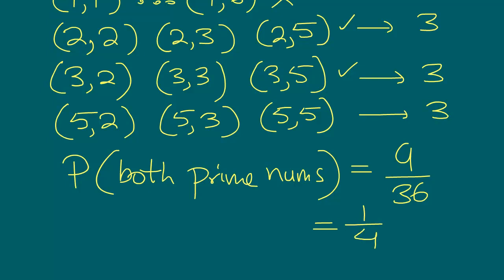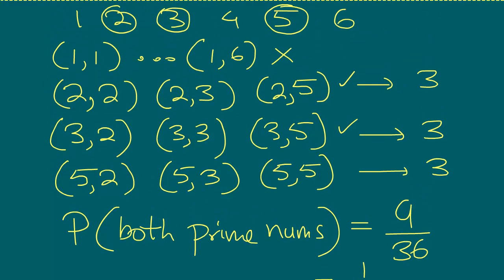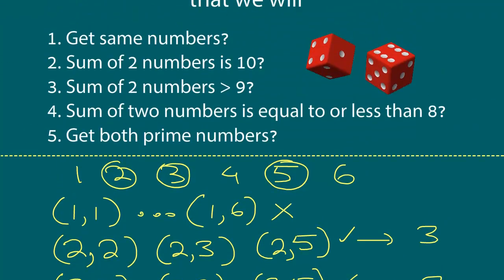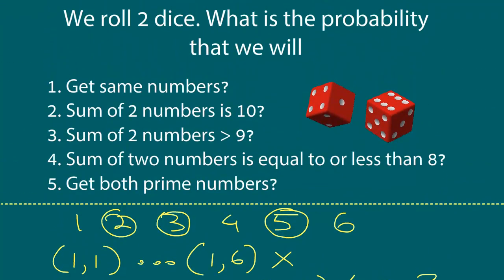Now if the question were to find the probability of getting both prime numbers which are not the same, in that case our favorable outcomes would still be 3 plus 3 plus 3, but we would have to eliminate 2 and 2, 3 and 3, and 5 and 5. So this is how, friends, we solve some of the easy questions involving two dice.